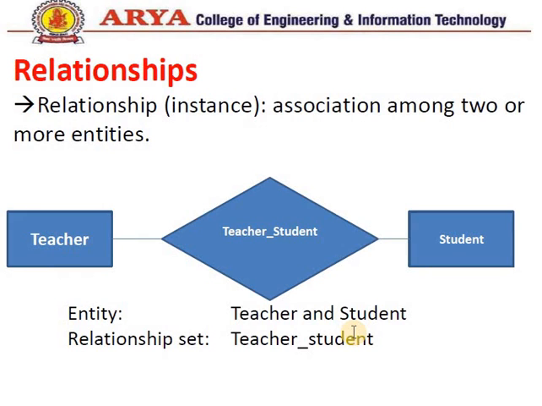Now we discuss what is a relationship and the different types of relationship. A relationship is represented by a diamond symbol. It is an association among two or more entities. When we connect two or more entities, we use a relationship. A relationship shows the association between different entities. Like in this example, the entities are teacher and student. The name of the relationship set is teacher_student. It should be defined by the user.